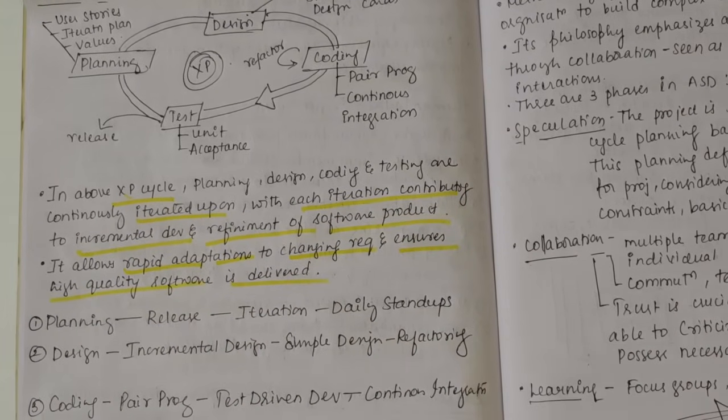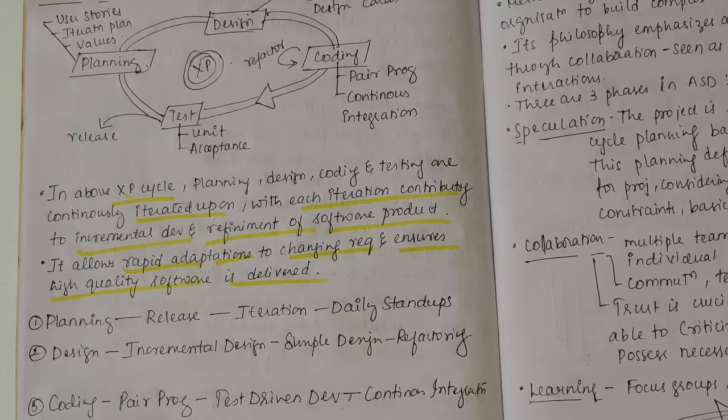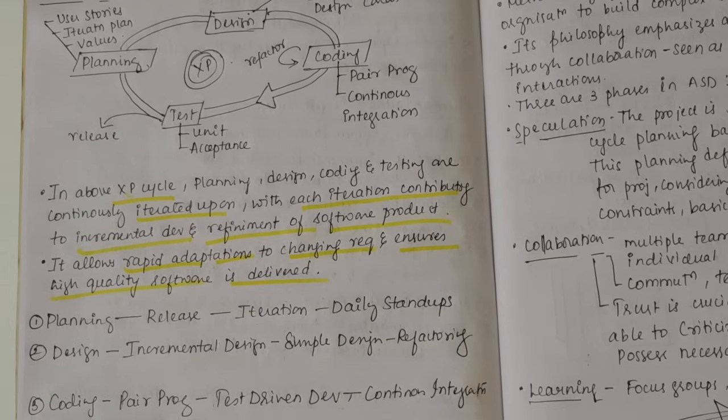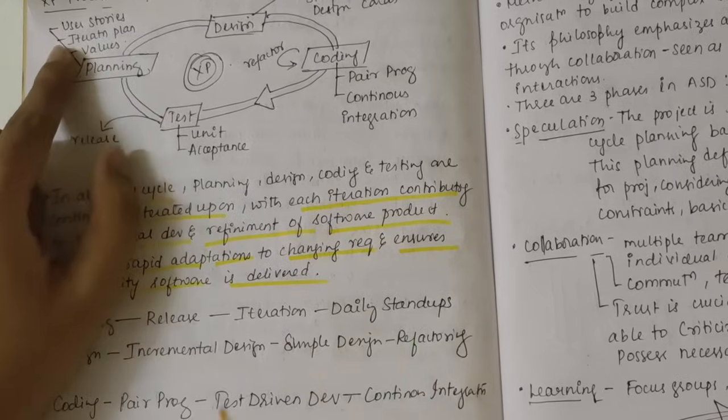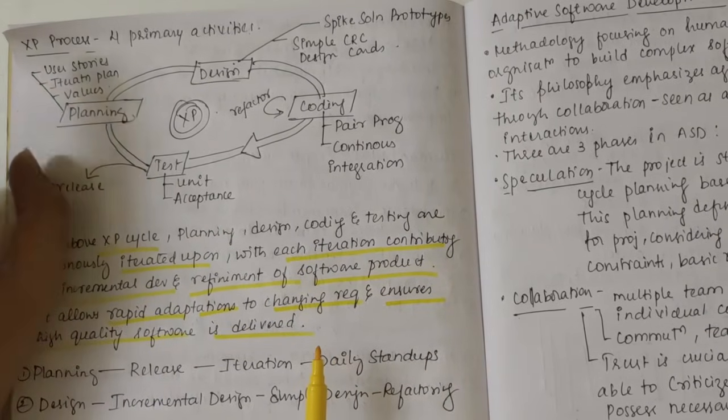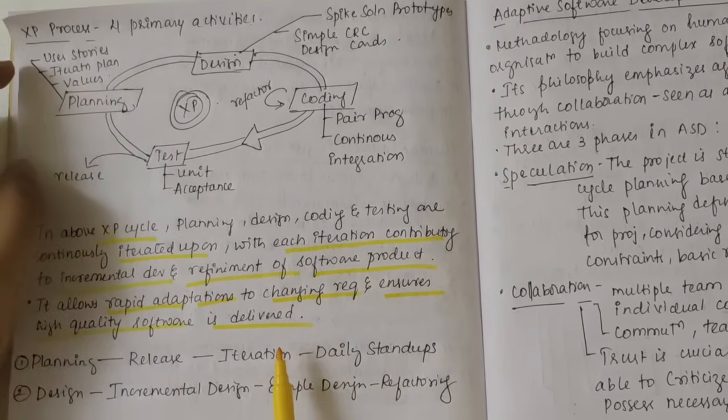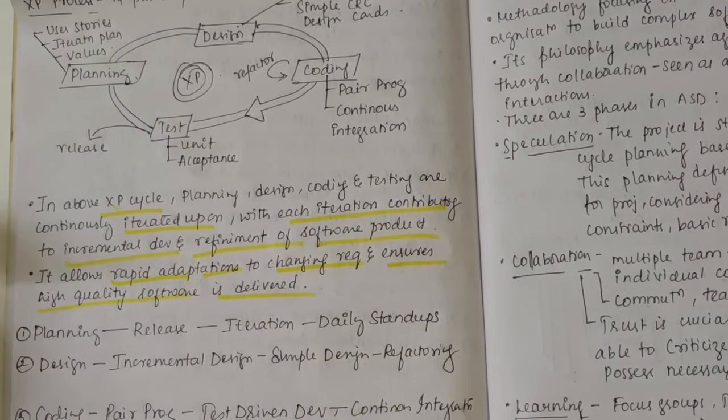So next we have the planning part. Planning activity begins with listening. You should firstly listen to your customers, your stakeholders. They'll tell what the requirements are. Under planning, we have the user stories, iteration plan, and values. From the requirements, you generate user stories, and along with that, you also generate values.